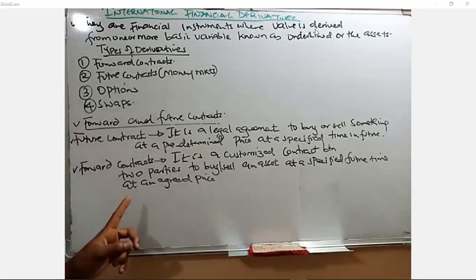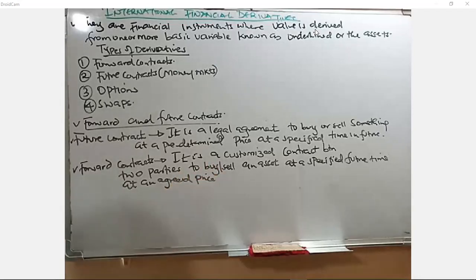When you look at the forward contracts, we are just saying it is a customized contract between two parties to buy or sell an asset at a specified future time at an agreed price. You see here, in both cases, you are going to be dealing with money. And because you are dealing with money, you have to define the role of the bank, and define those roles as you move on, so as to sort out your problems in a question.